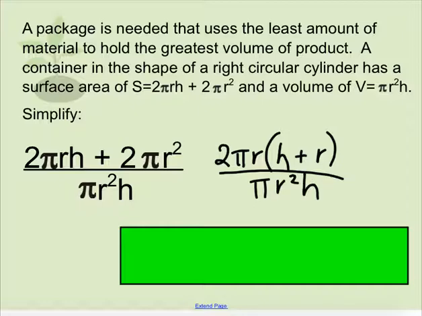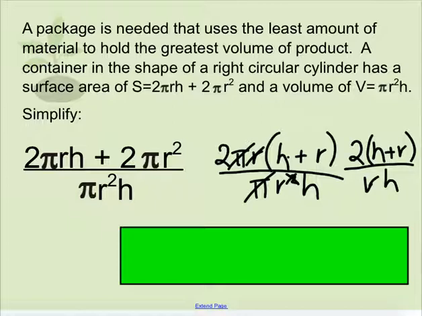So we look at our factors, and unfortunately these h's can't simplify because one of them is an addend connected to that r, one of them is a factor, so we have to leave it alone. But I can get rid of the pi's, both of those are factors, and I can get rid of one r in both the numerator and denominator. So I'm left with 2 times h plus r over rh. And in this case, I actually have r cannot be 0 and h cannot be 0.